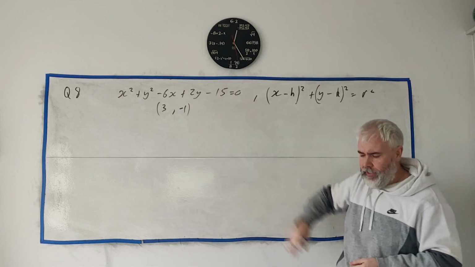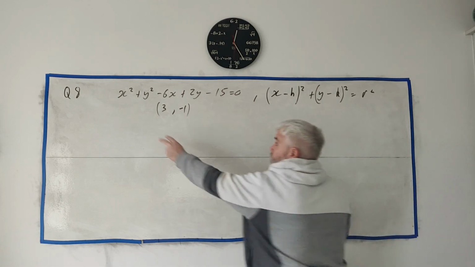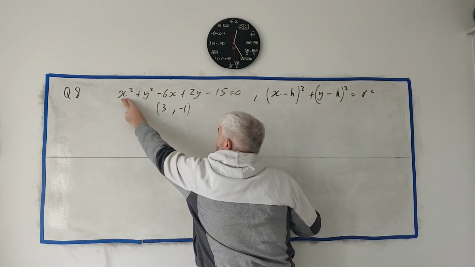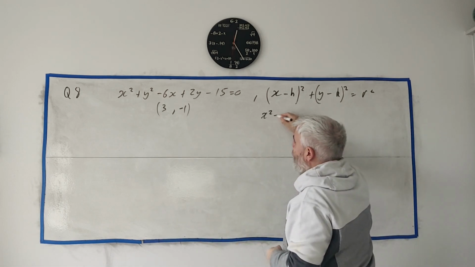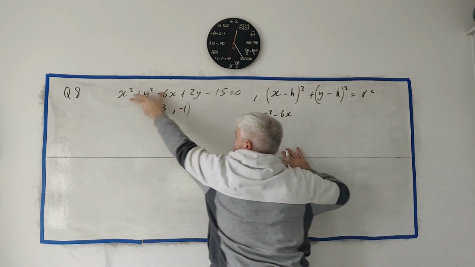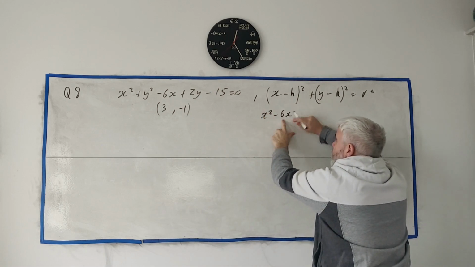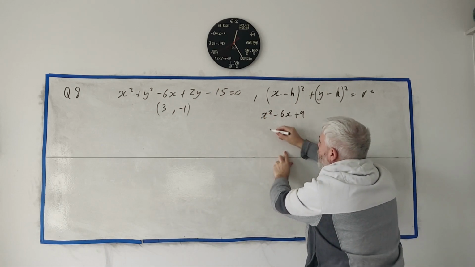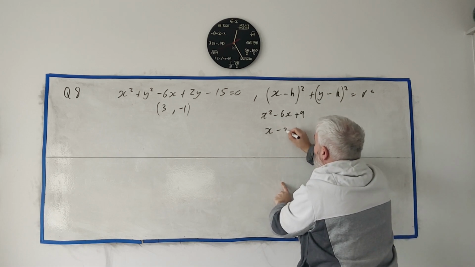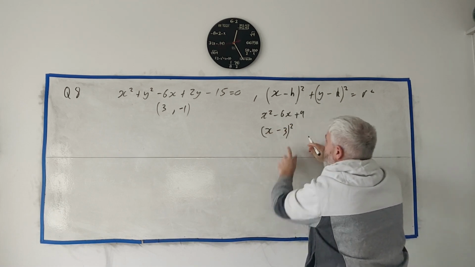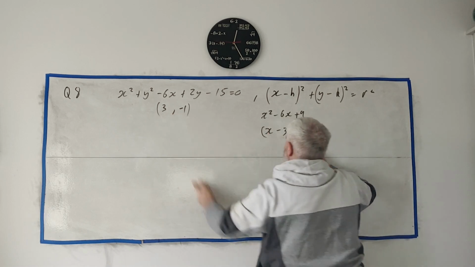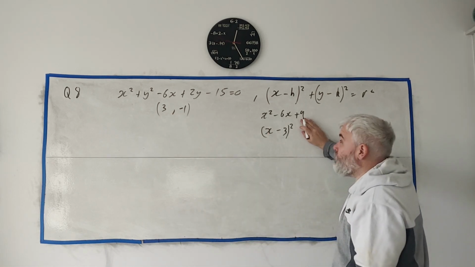You don't need the radius in this case. I'll just quickly point out that it's got by completing the square. That's x squared minus 6x here. If we complete the square of this, we'd need a plus 9 here. So that would become x minus 3 squared, and that's how we get the center like that. I've just added an extra 9 in.